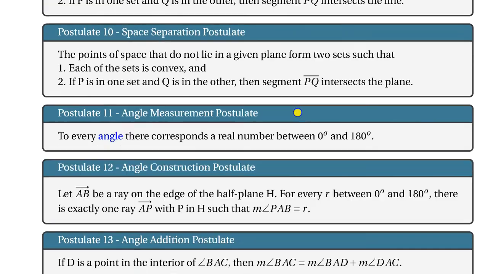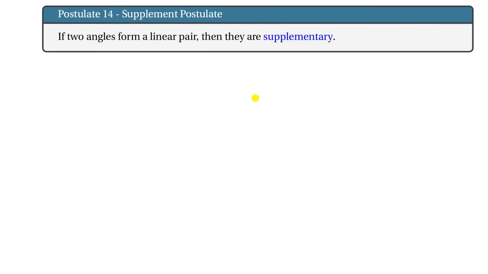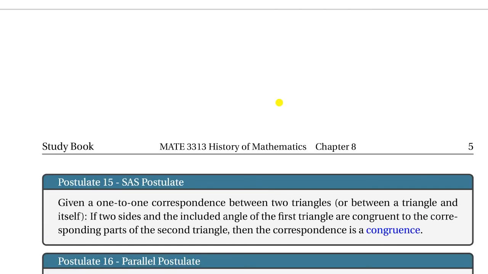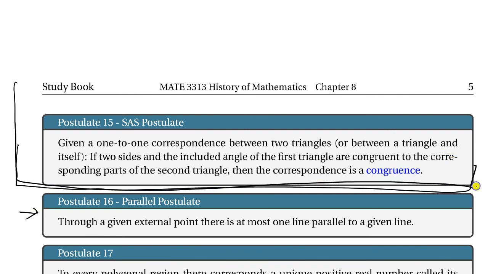And up to postulate number 15, right? Because 16 is the parallel postulate. So if you have any theorem that uses only up to number 15 postulates, we call that neutral geometry, which means we are going to talk about Euclidean and non-Euclidean geometry. So there is a big difference between those two.